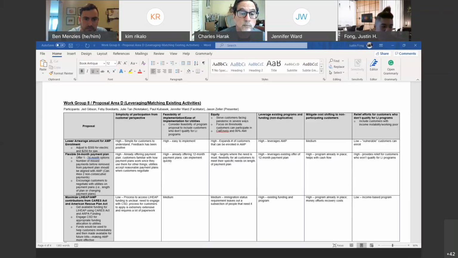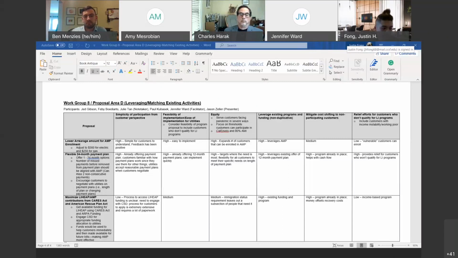Feasibility of implementation would also be medium. There's just a lot of unknown there on what it would look like to tap into that additional LIHEAP funding or the increased LIHEAP funding. So there's some unknowns there, which is why we had indicated medium. Same thing for equity. There we indicated medium because requiring the immigration status, at least in the state of California, could potentially leave out a subsection of people who do need the assistance but can't get it because of their immigration status.